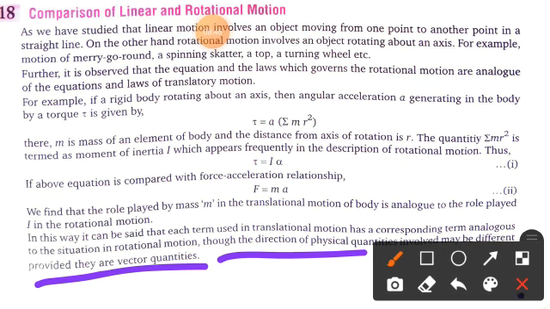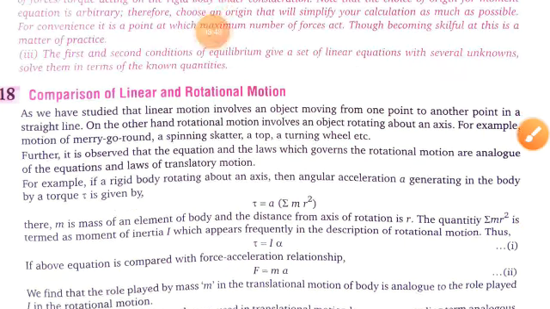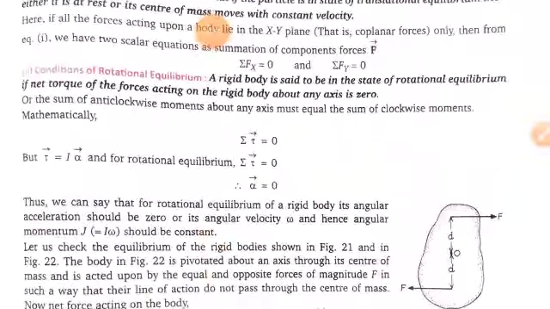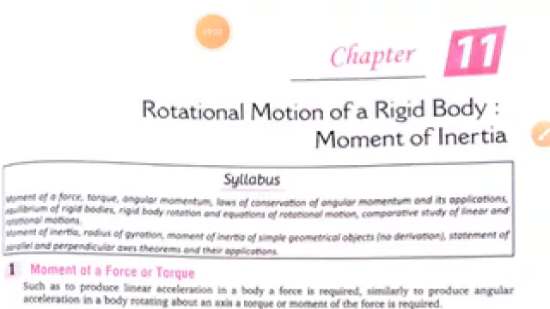So this is the end of the chapter, students. I think you understand it properly, and if you have any doubt, kindly ask me in the comment section. This is your chapter number, which one? Rotational motion, chapter 11. Clear?